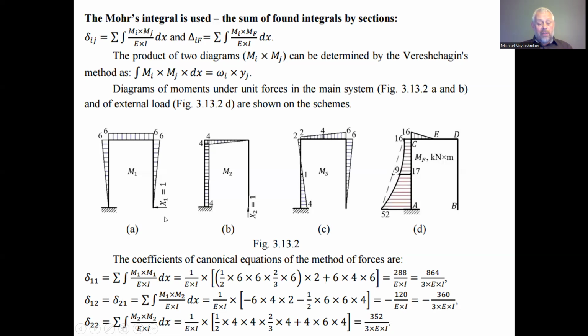action of the unit force x1 and the action of the same force is like 288 divided by E and I. We have just a little transformation that is more convenient, equal to 864 divided by 3, where E is the modulus of elasticity of the material and I is the moment of inertia of the transverse section of the element of the mechanical system, assigned the same for each element of the mechanical system.